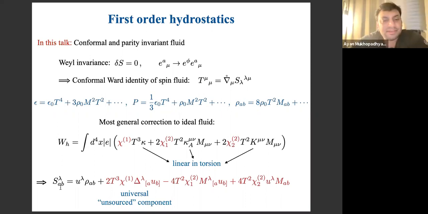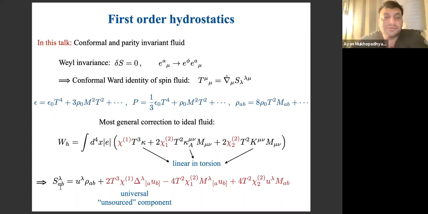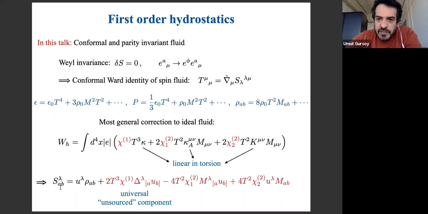Sorry, Umut, what is this capital delta? Capital delta is just, sorry, I forgot to mention, that's just a projection. The projection is orthogonal to u. Yes. Okay, thanks for asking.